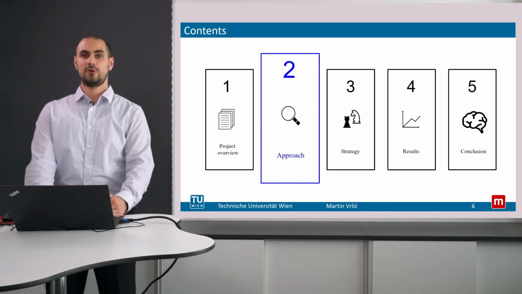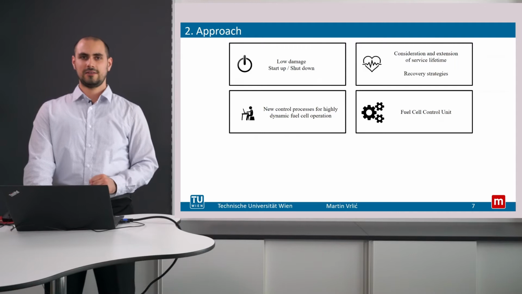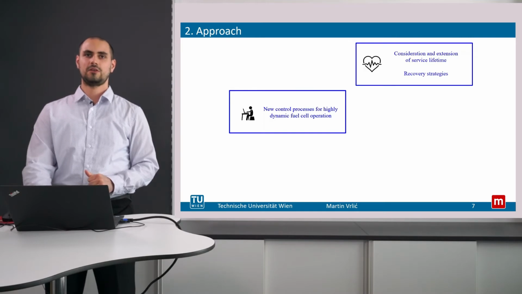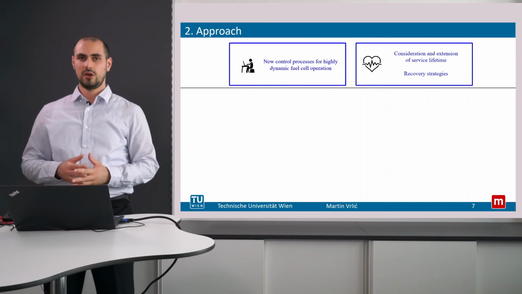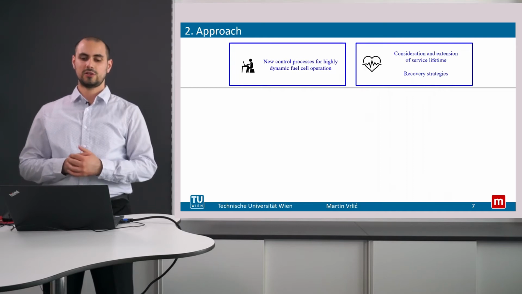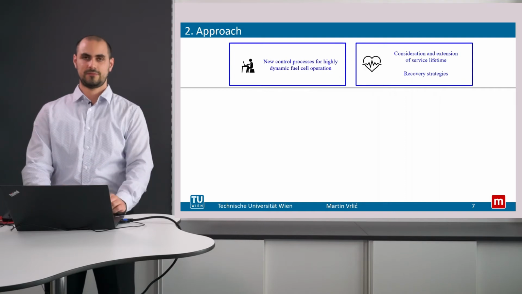Let's now see the approach that we're going to use. Here we have listed again the goals from the project. We are going to follow on only these two goals. The other goals are going to be addressed by the project partners. So, the goal of our institute here is to develop new control processes for highly dynamic fuel cell operation and consideration of an extension of service lifetime with recovery strategies.